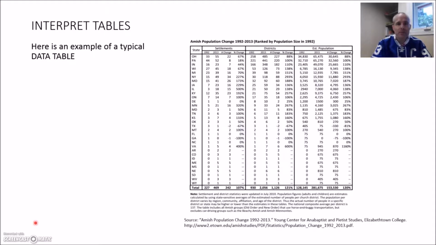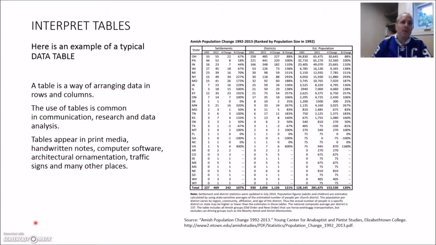Here is an example of a typical data table. A table is a way of arranging data in rows and columns. The use of tables is common in communication, research, and data analysis. Tables appear in print media, handwritten notes, computer software, architectural ornamentation, traffic signs, and many other places.